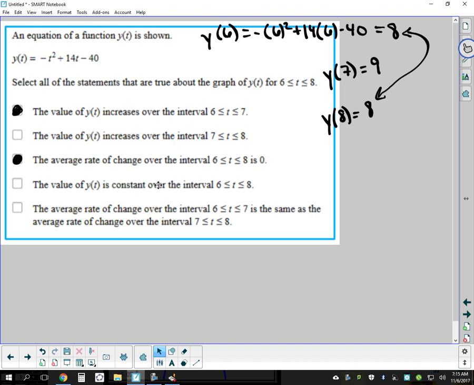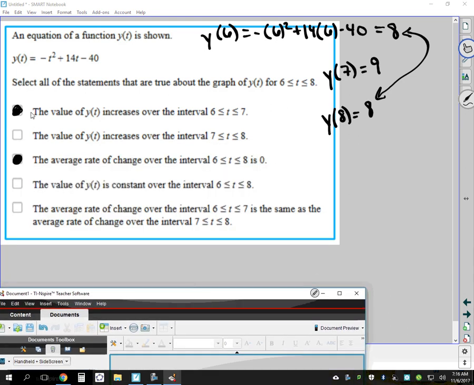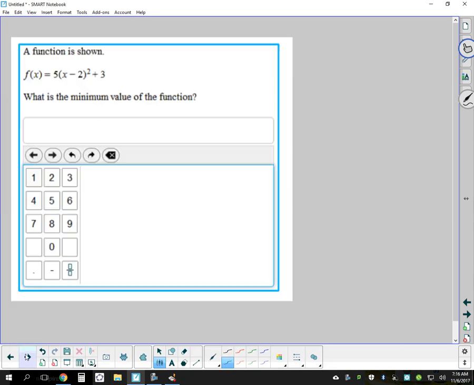The value of y of t is constant over that interval. Definitely not. We went from 8 to 9 back to 8, so that can't be it. And the average rate of change over the interval from 6 to 7 is the same as the average rate of change from 7 to 8. So that's saying that this line would have the same slope as this line. And obviously that's not true because one is increasing and one is decreasing. So we have the first one and the third one as our correct answers.